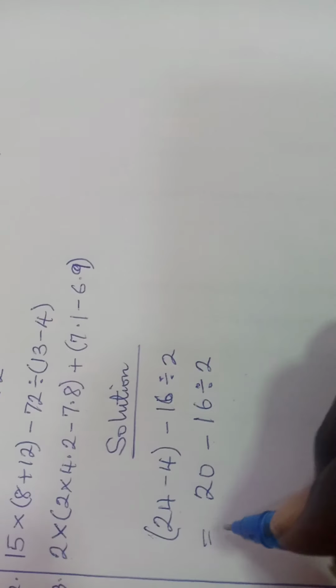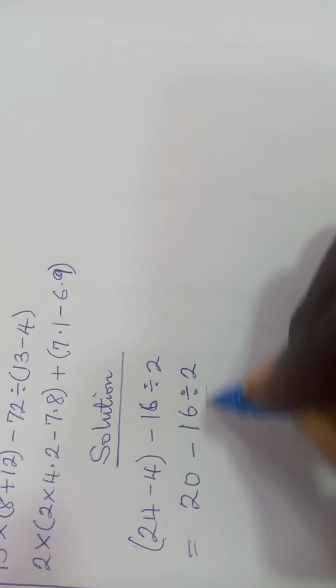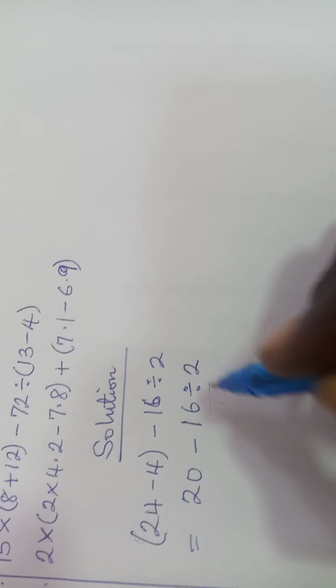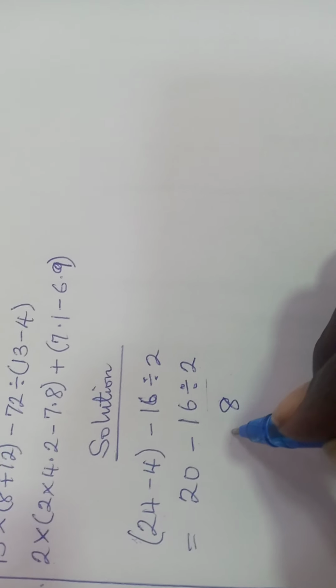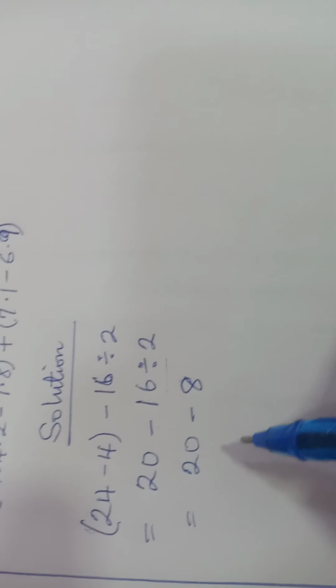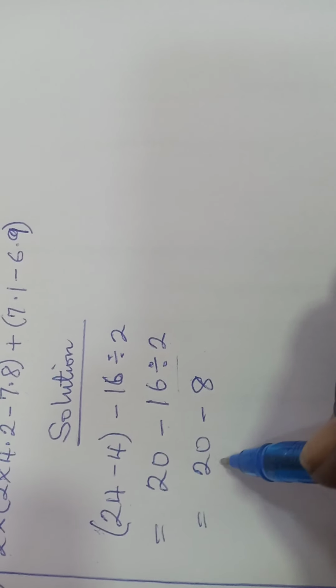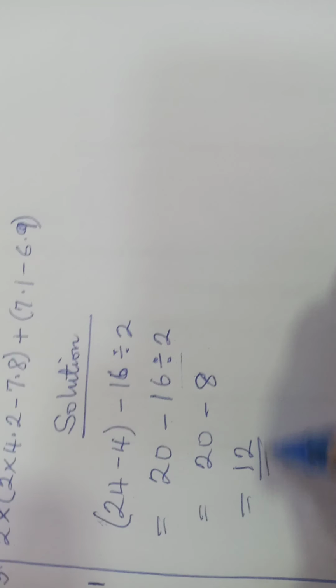Division. Yes, we have division here. That means we are going to do this division, that is 16 divided by 2. 16 divided by 2 will be 8. Then bring down your minus and your 20. Then I have subtraction. So 20 minus 8 will give us 12. And that is your final answer.